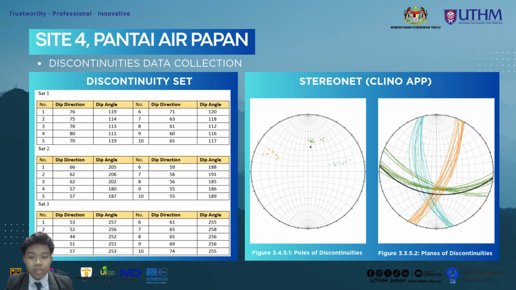For the discontinuities data collection at Site 4, this is our discontinuity set and stereonet from the Clino app.